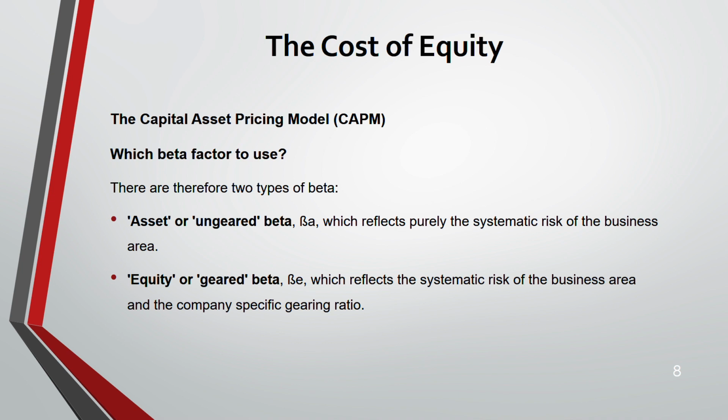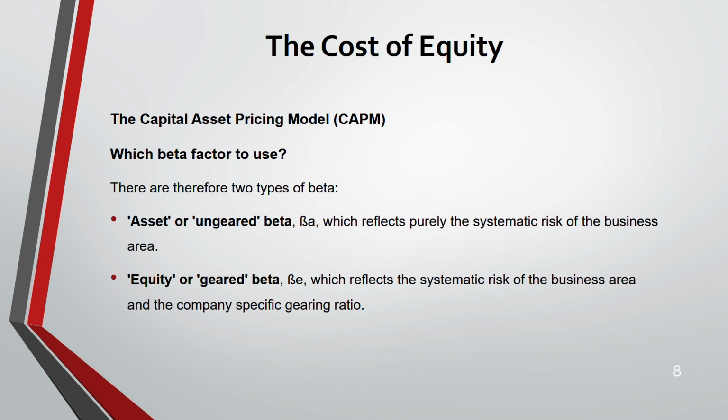I have highlighted it bold for you. Write it somewhere: asset ungeared, equity geared, asset ungeared, equity geared. Do keep repeating this to yourself until you know this one is for this one. And the way the symbol will be beta A for asset, beta E for equity. So E stands for equity, A stands for asset. It's very easy to understand it in that way.